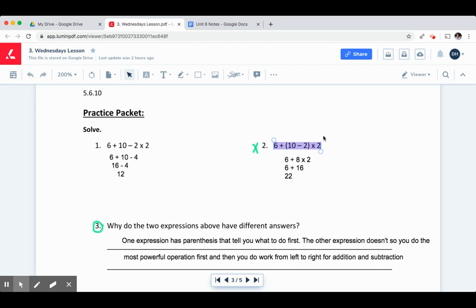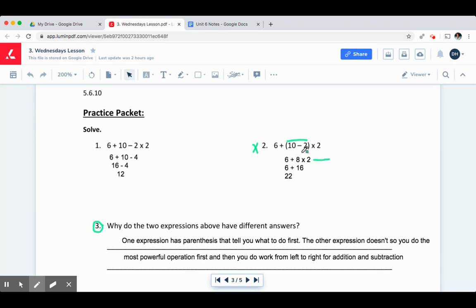So by taking a look at this expression, what did you notice? Right, I noticed that this expression had parentheses. So whenever an expression has parentheses, we'll always start there. So we're going to do 10 minus 2, and that gives us 8. We keep everything else the same and only plug in 8.